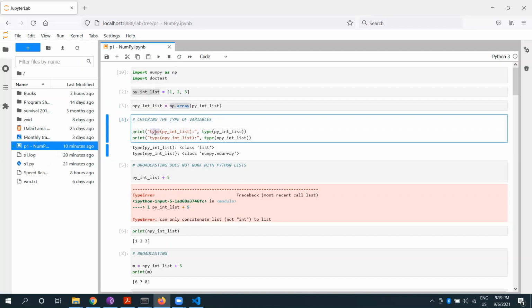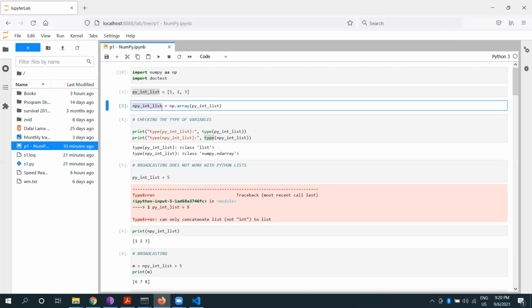And if we call the type function on it, a Python int list would return that it is of class list, while a NumPy ndarray would say it is of this class. This is the output if we call the type function on a variable holding a NumPy array.